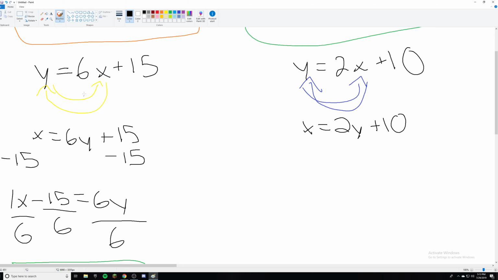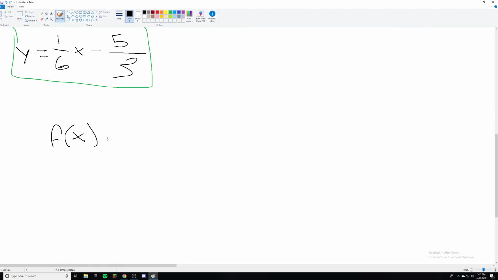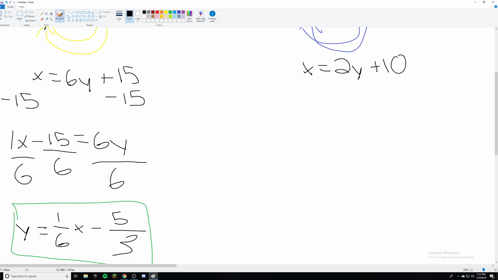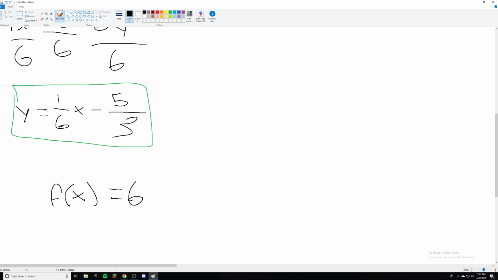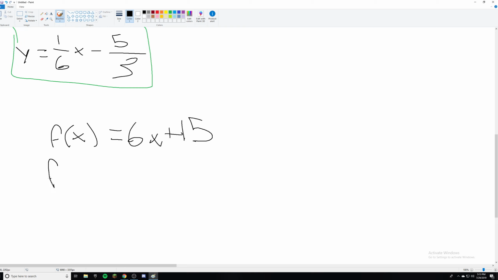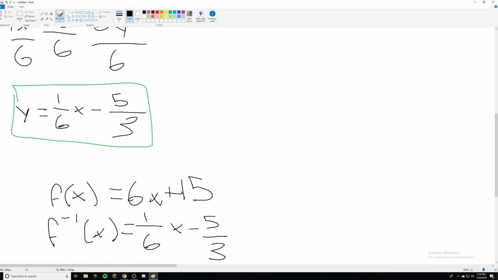So say this is the original equation, but you know it's a function by doing f of x equals 6x plus 15. How you would say this is the inverse is you would do f to the power of negative 1 of x equals 1 over 6x minus 5 over 3.